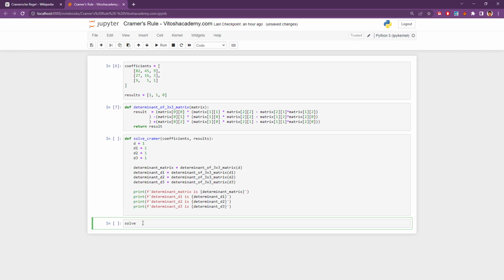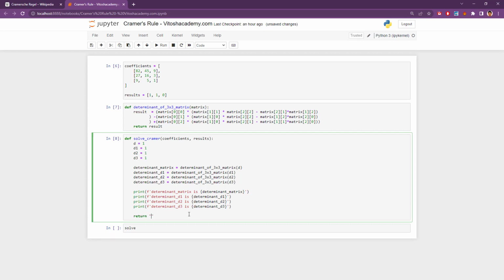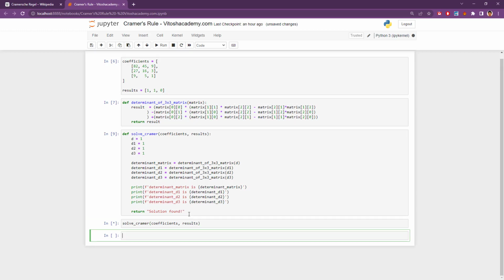So far, this one is not returning anything. Let's return solution found. And shift and enter to make it work. So solve Cramer, coefficients, results. Let's see.